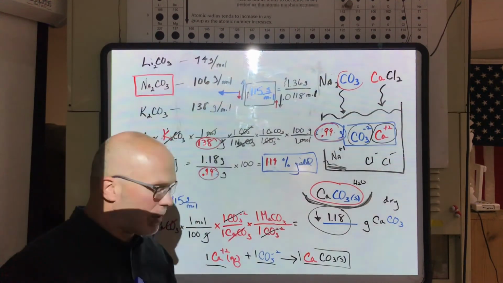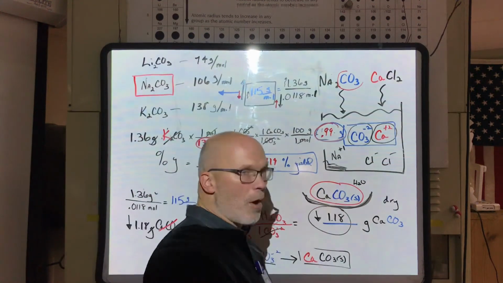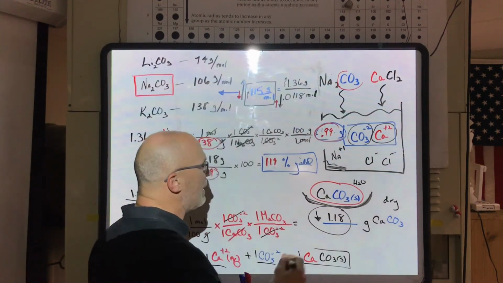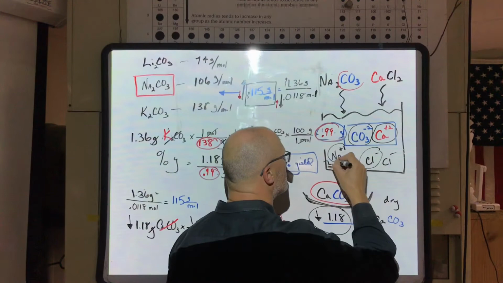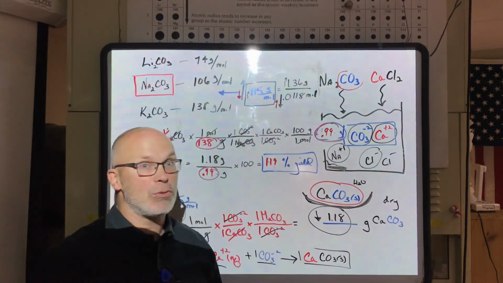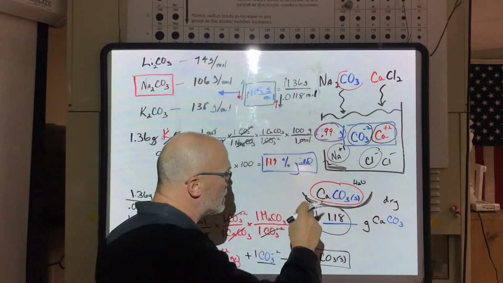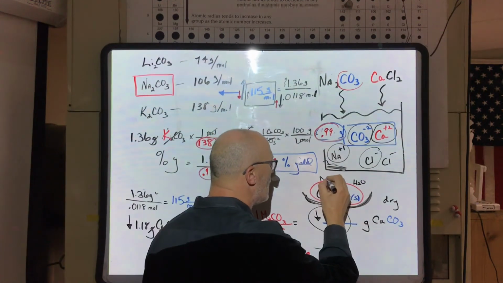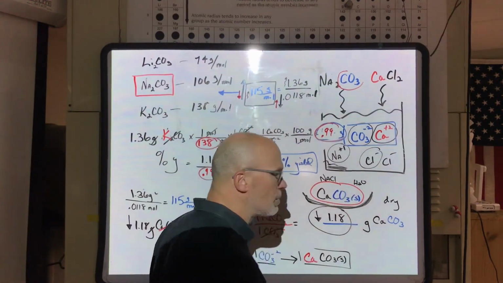Also something that we can think about. Did we wash off our precipitate? Because we know that we had these spectator ions. And these spectator ions, as you dry, will crystallize on top of this. So we could have had sodium chloride crystals on top.